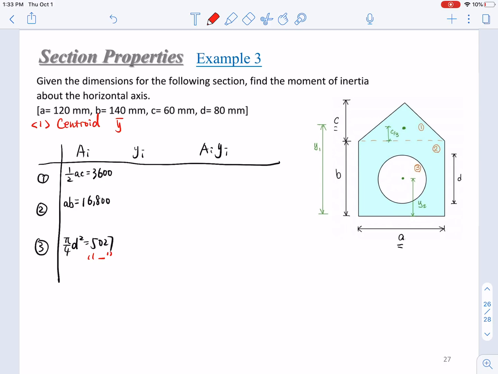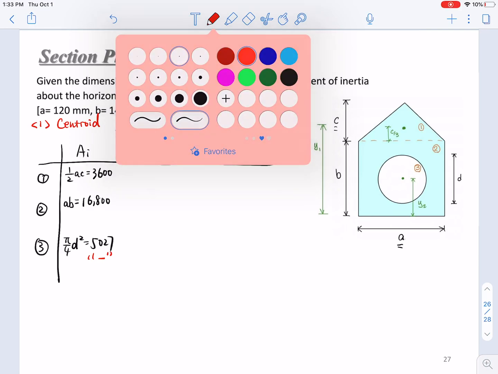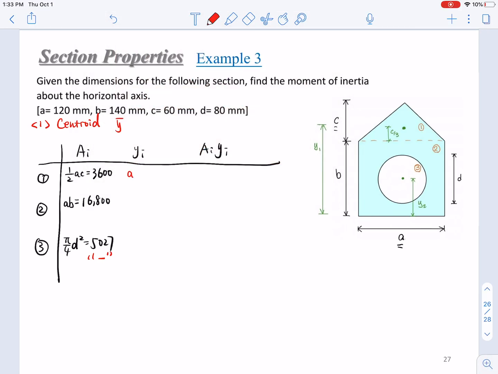So how about the y values? So the y1, as shown here, will be B plus C over 3. Right? So B is 140. 140 plus 20, that will be 160. And y2 and y3 are the same, and they're just a half B. Right? B over 2 would be 70 here.